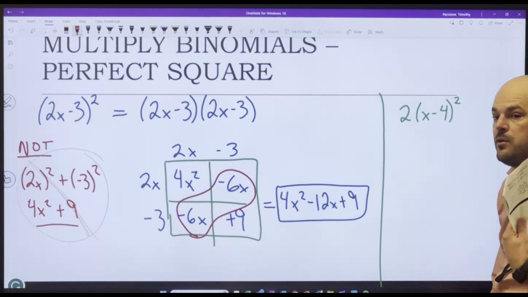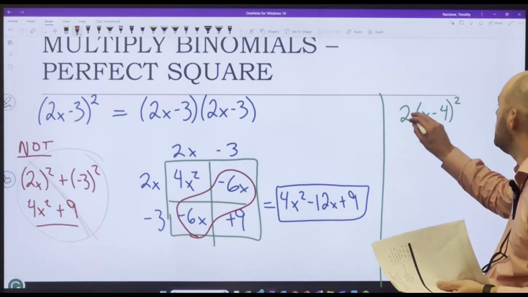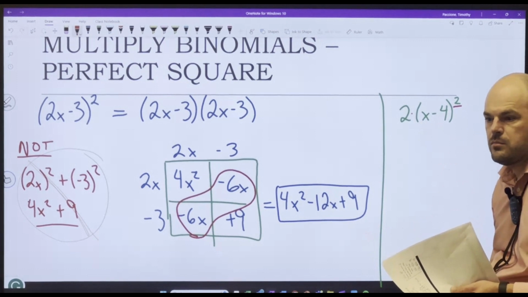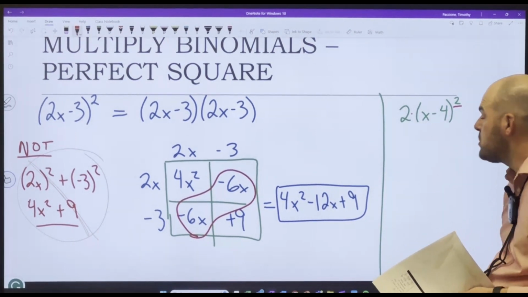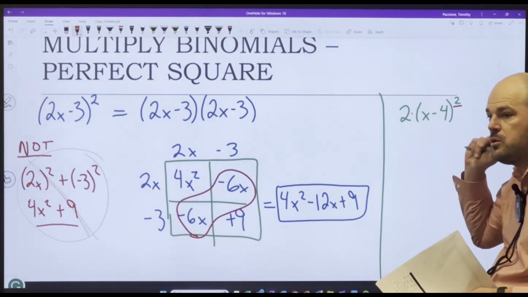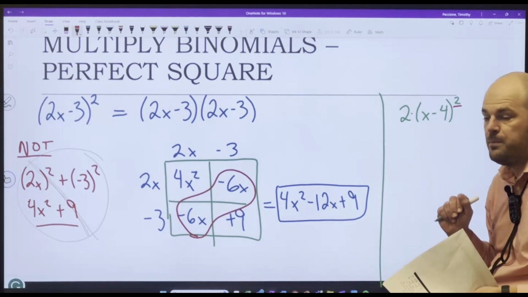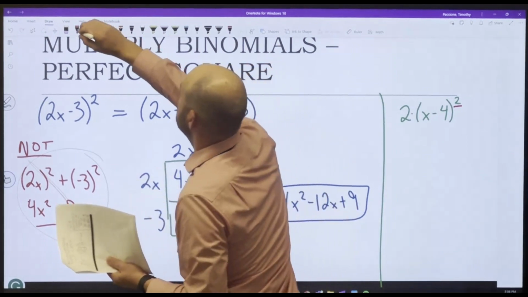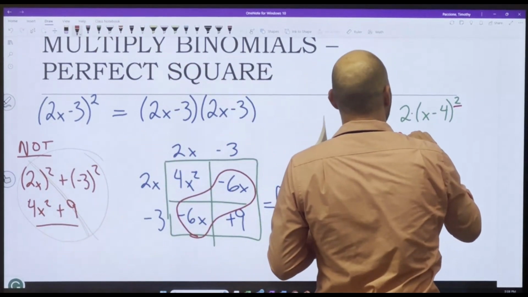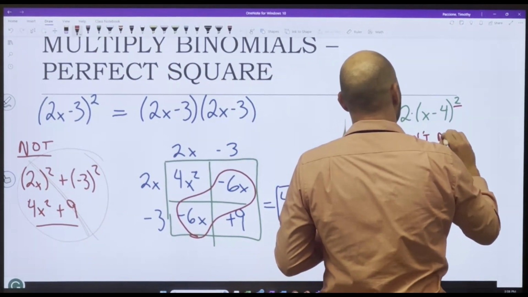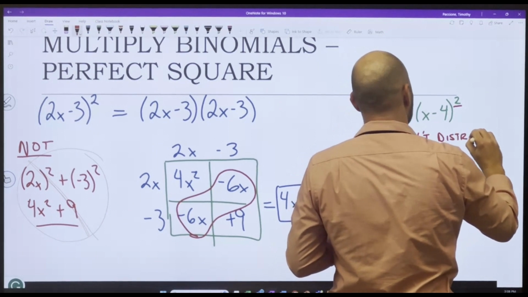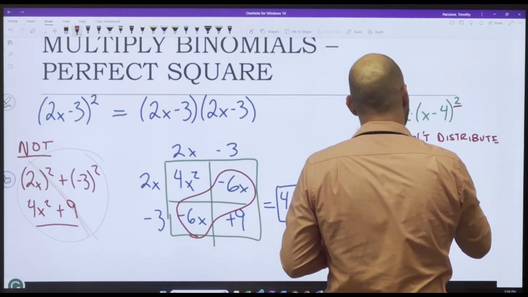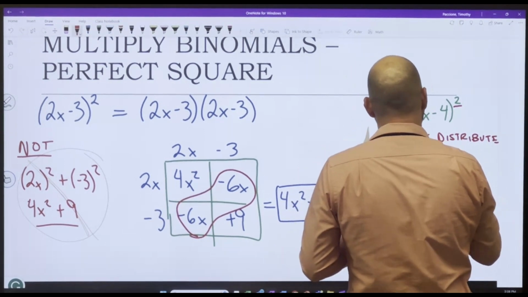But right now, can I do it? No, because I have multiplication and I have an exponent. What comes first? Exponents, right? So I can't just distribute through this 2. That would violate GEMDAS, right? What's better to do is to expand it out first. So don't distribute. Expand, and distribute at the end.